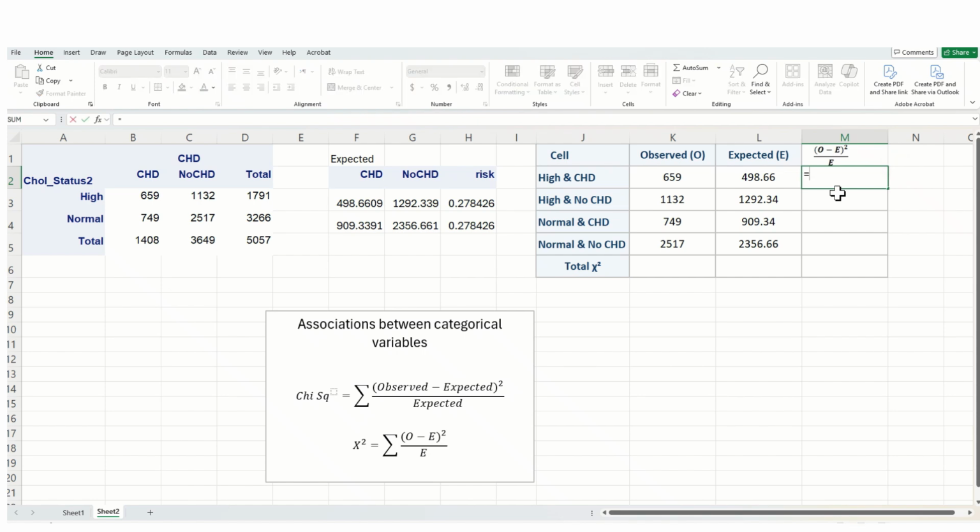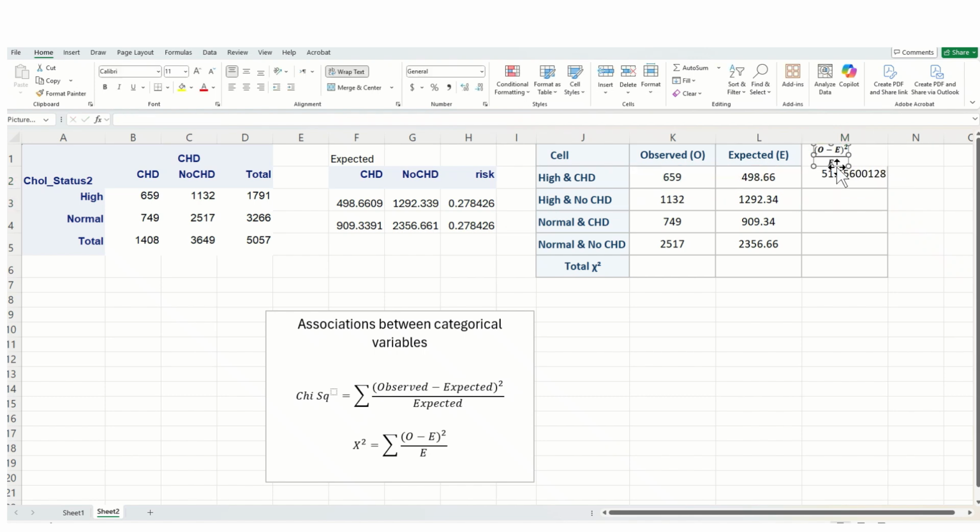Okay, so the contribution of this group will be calculated as follows. We take the observed value and subtract the expected value from it, and then we also take the square of that value. We enclose all of this in another parentheses and divide it by the expected value. That will give us the total contribution of this group to the so-called departure from the expected, right?